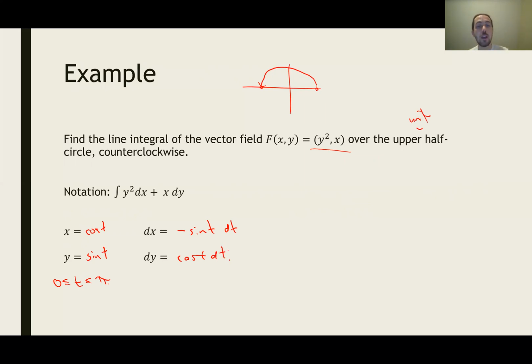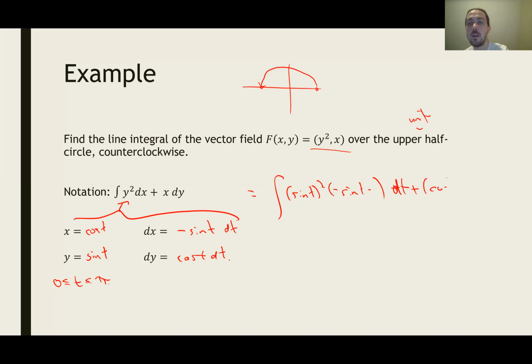And so we can then take all this stuff and substitute it back into the integral. It becomes the integral of y squared, where we plug in y is sine t, and dx is minus sine t dt, plus the integral of x is cos t, and dy is cos t dt. And simplifying that, collecting terms, that would be the integral of minus sine cubed t plus cos squared t dt, and that integral would be from 0 to pi.